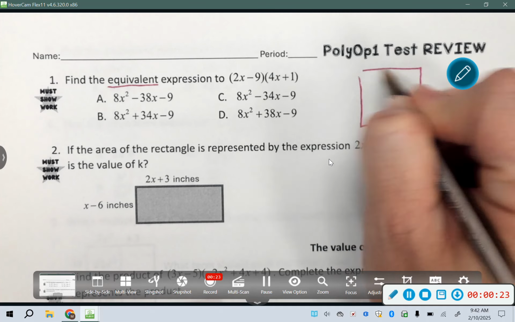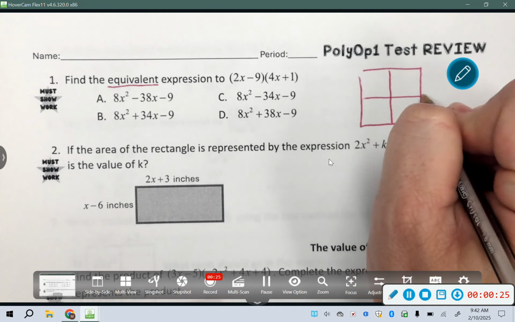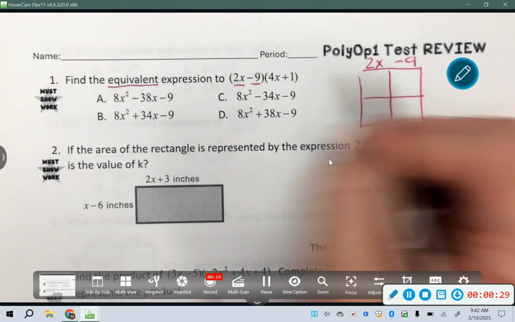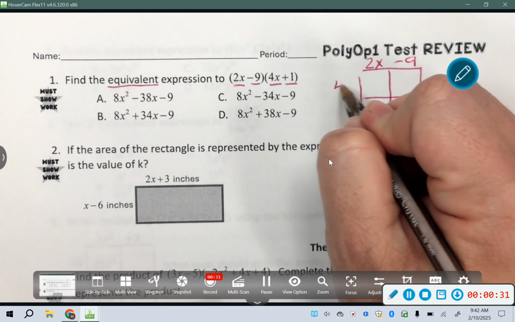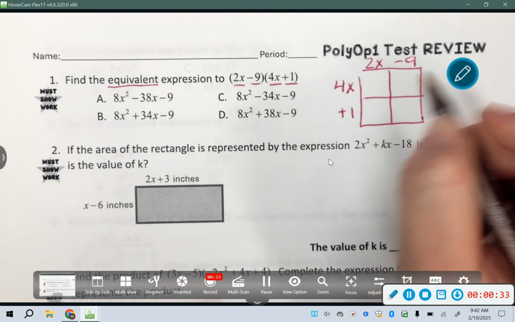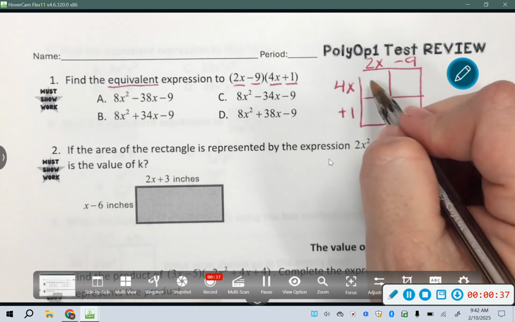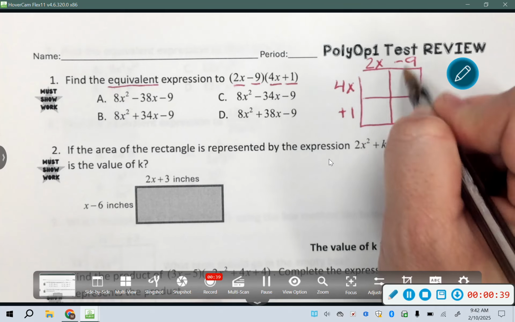So I'm going to draw my box. And I have my 2 terms, so 2x minus 9, 4x plus 1 on the side. You could also flip-flop these, okay? Order doesn't matter. And then we multiply. So remember, to fill in the box, we're multiplying.